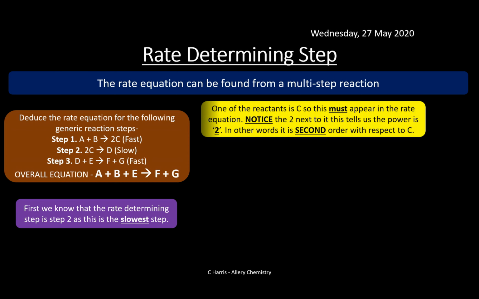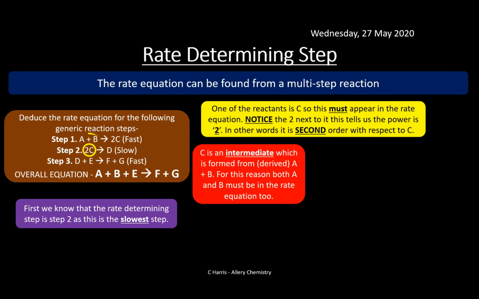Okay, so one of the reactants, and you can see there, is C. So this must appear in the rate equation. It absolutely must. Remember, if it's in the rate determining step, it must be in the rate equation. So notice the 2 next to it. This tells us, this is quite clever, it's to the power of 2. In other words, it's second order with respect to C, because we know the mechanism of this.